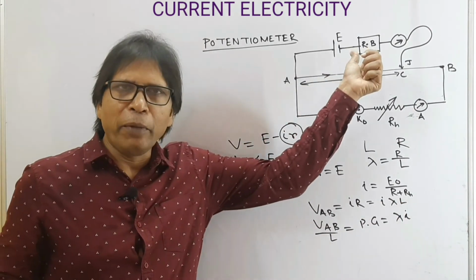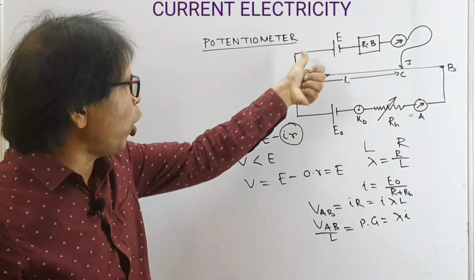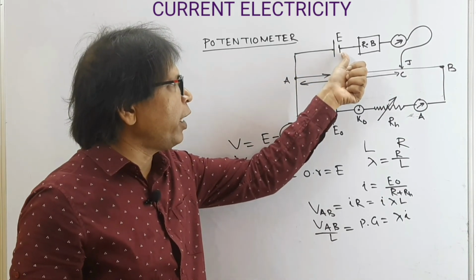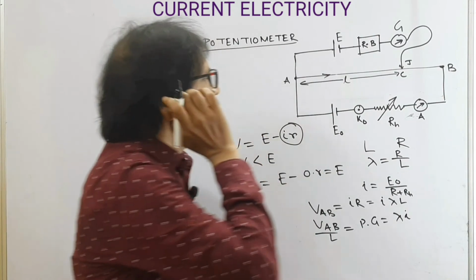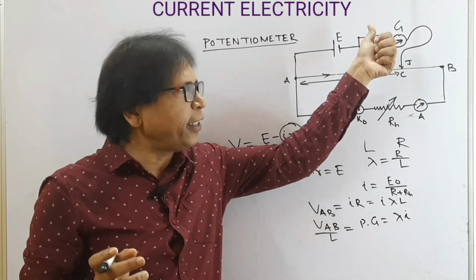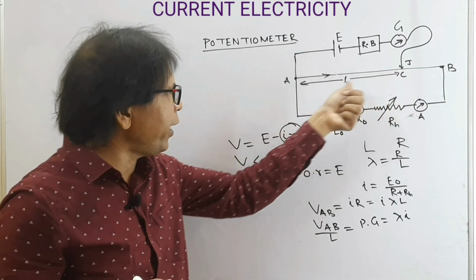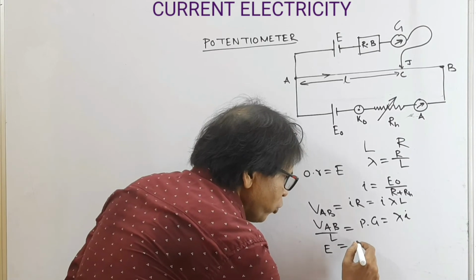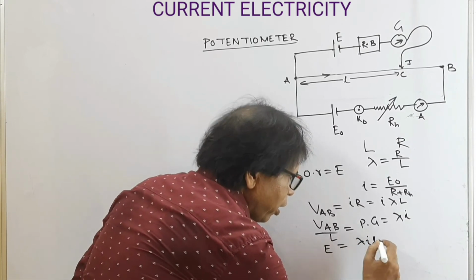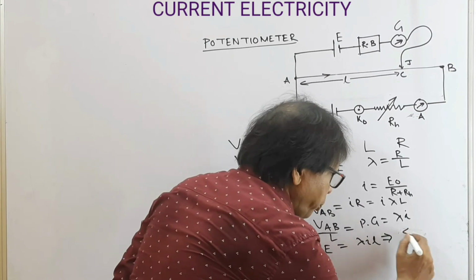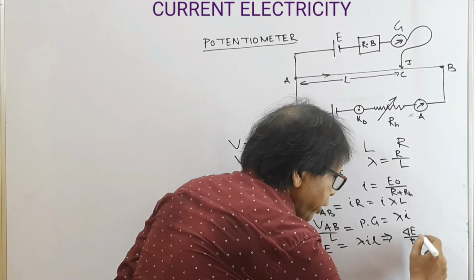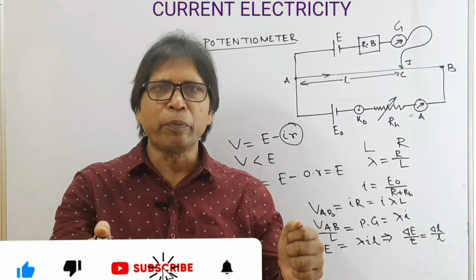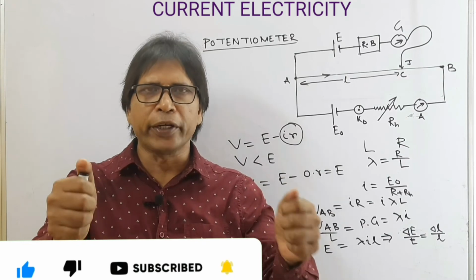To measure the EMF of a cell, the positive terminal of the battery is connected to the point A and its negative terminal is connected to the galvanometer through a resistance box of high resistance. If the null point is obtained at AC equal to L, then the EMF of the cell E equals lambda I L. So the relative error in the measurement of EMF, delta E by E, equals delta L by L. Now there is a very important point to discuss in the context of the potentiometer.